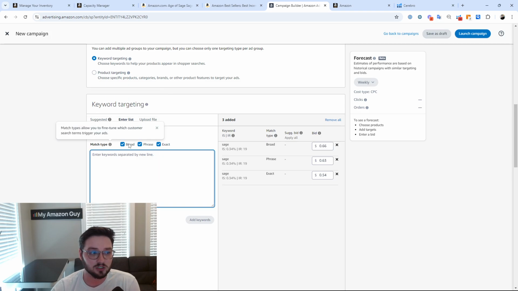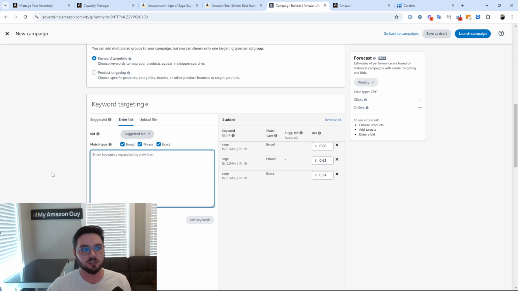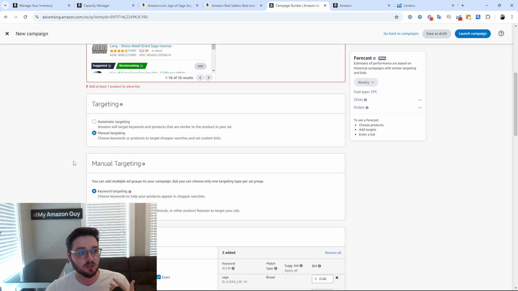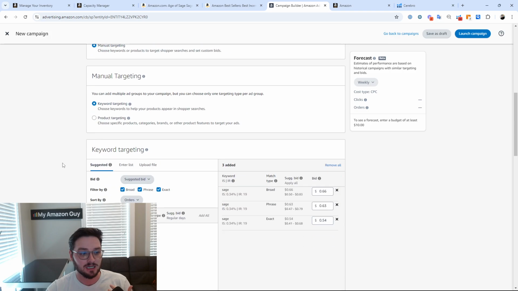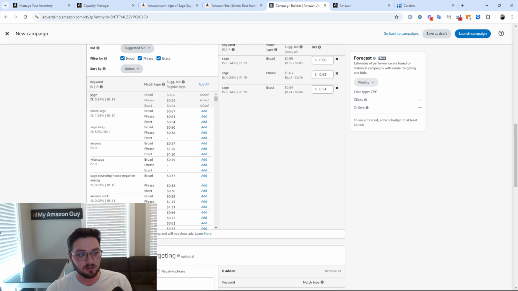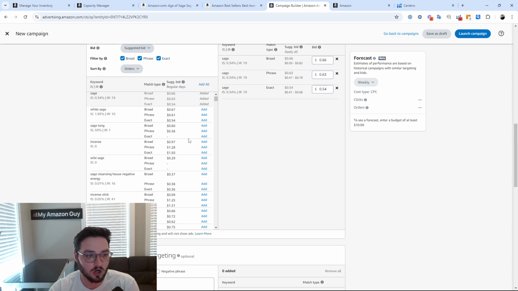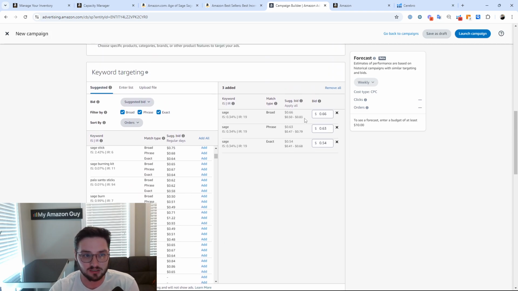Or you can just put the keyword in down here and understand what you're going to be spending. You should definitely do this before you launch your product so you can come up with a good ad strategy and a good ad budget. You can also come over here. If you do have your product already, you'd be able to add it and then get some suggested keywords. So you can see here sage, white sage, sage long, incense, and so on. What we're doing is trying to understand how much it will really cost us to advertise. You can see the top of the top for suggested bid is, let's say, 85 cents, 83 cents, and so on.